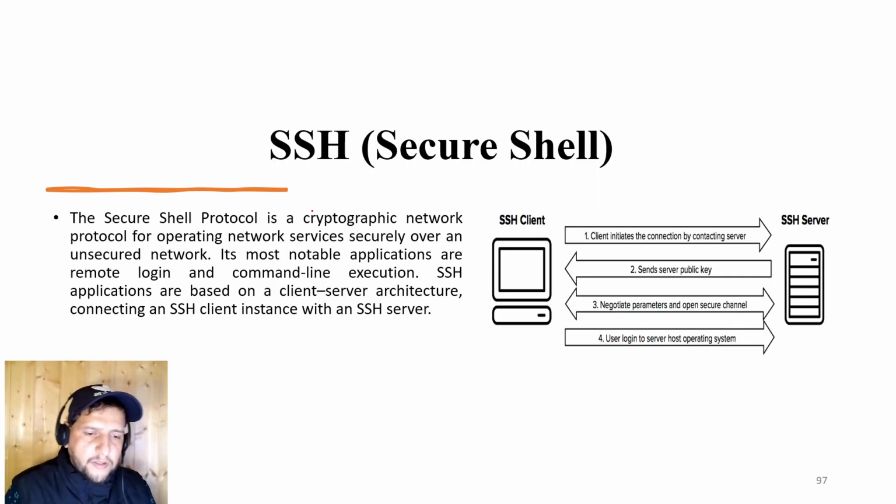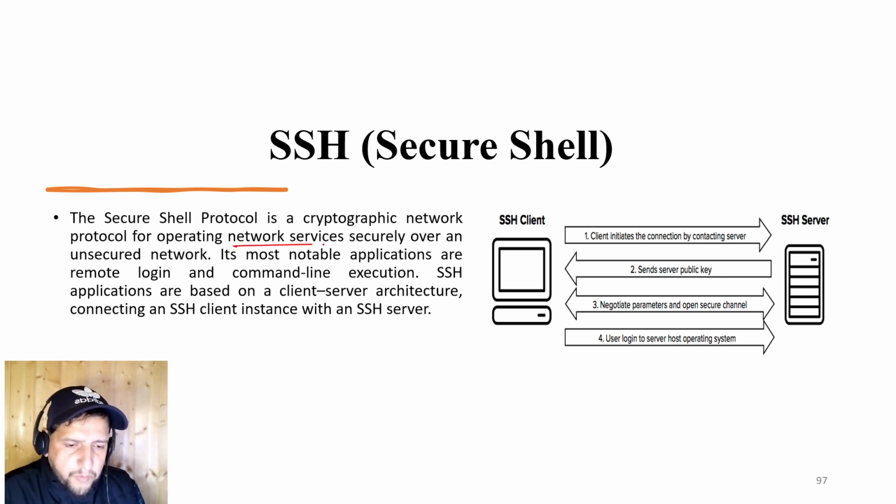Secure Shell is a cryptographic network protocol for operating network services securely over an unsecured network. Its most notable applications are remote login and command line execution. SSH applications are based on a client-server architecture, connecting an SSH client with an SSH server. The client initiates the connection by connecting to the server. The server sends the server public key. Negotiation between parameters happens. This is going to open a secure channel. The user is going to log into the server host operating system.